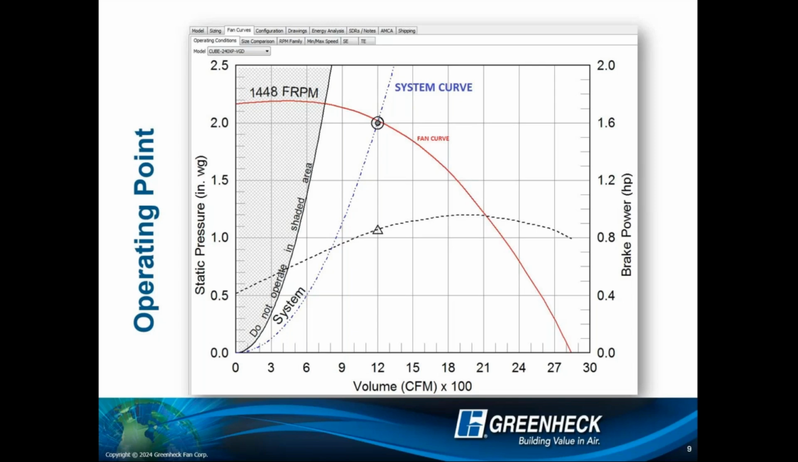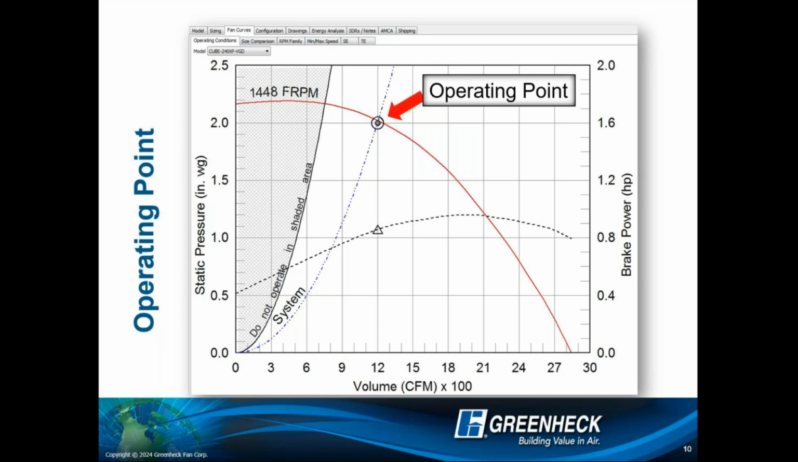Notice that that's parabolic in a way. Kind of interesting. If you look at the fan laws, notice as static pressure changed the square of RPM and CFM, actually displays or explains the shape of that curve. Now, the really cool point is where the two intersect, the fan curve and the system resistance curve.